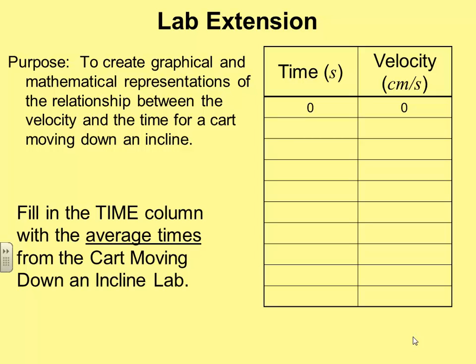I would want you to fill in the time column with the average times from the cart moving down an incline lab. And I'm going to now show you how, using a TI calculator, you can figure out the slopes of the tangent lines at all the average times you had in the lab. In other words, we're going to take one of the times, figure out the slope of the tangent line, and that is the velocity it's moving at. And then we will go back and graph velocity versus time and see what that tells us about the motion of the cart moving down the incline, in a video cleverly called Lab Extension Post Lab.